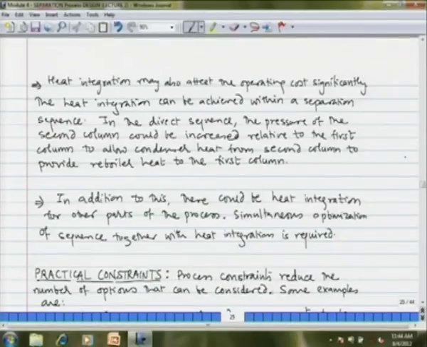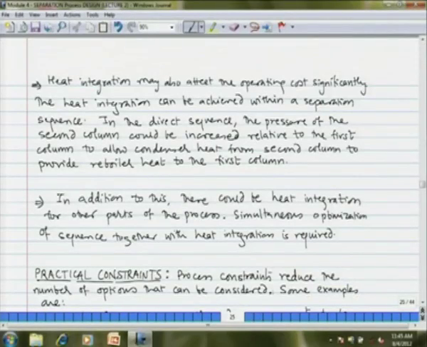For example, if you have a 6 component mixture, then you have as many as 42 different sequences, and choosing between the sequences is now a major decision. As the number of alternatives increases, the difficulty in making the decision also increases, because you have to evaluate the cost associated with each of the sequences, and there are two costs. First is the fixed cost and second is the operating cost. Now, heat integration may also affect the operating cost significantly.